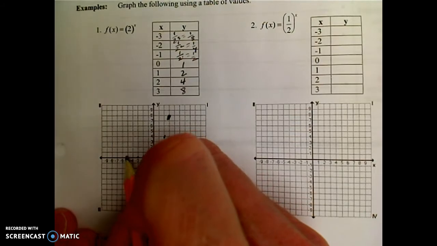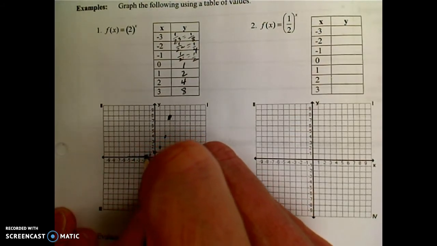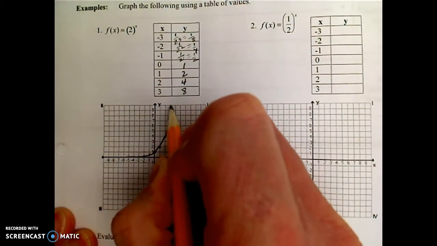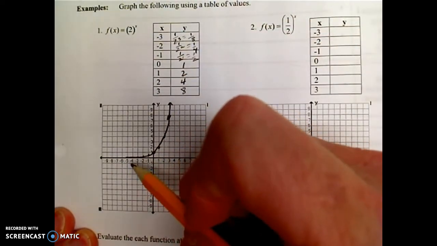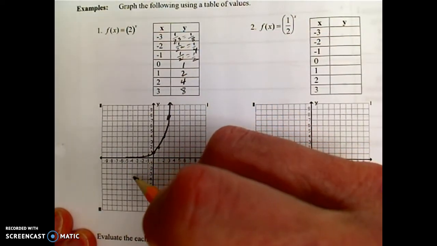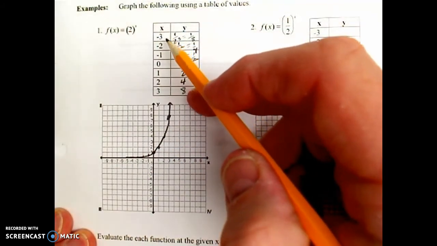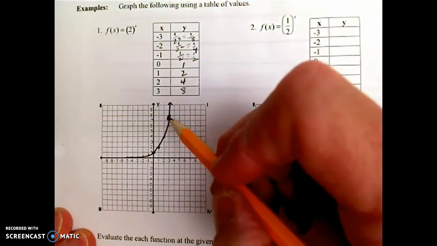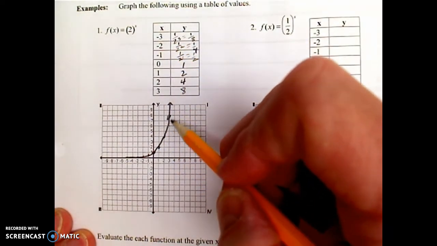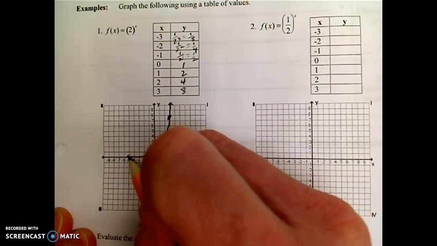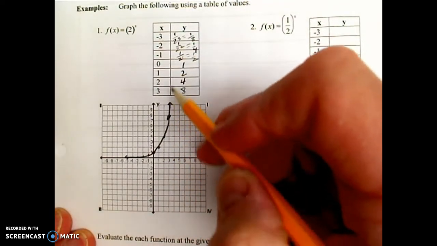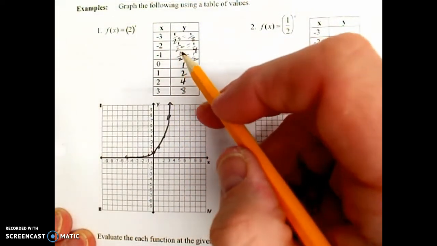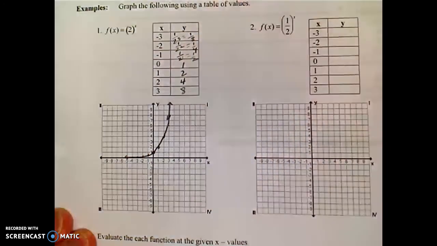So we can see that this gets closer and closer and closer to the x-axis. This value, though, is never going to be 0. It's going to get really, really close to 0, but it's always going to be 1 over some value. Meanwhile, as x gets larger, this number gets bigger and bigger and bigger really fast. If we go 1 more over, at 4 it's 16, twice this amount. At 5 it's 32, twice that amount, and now I'm off my page.